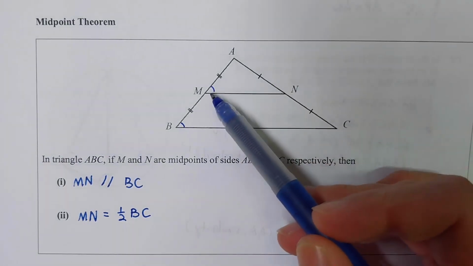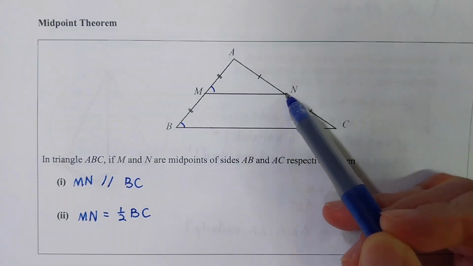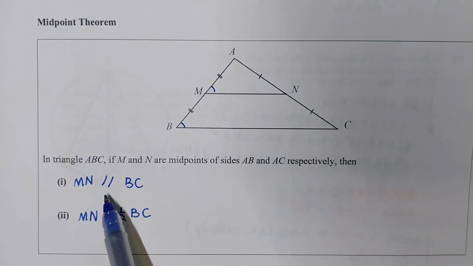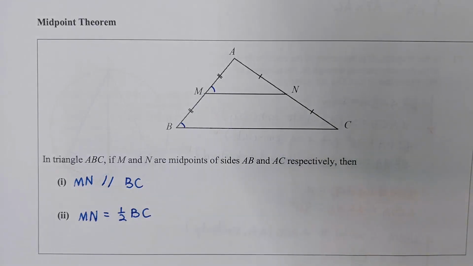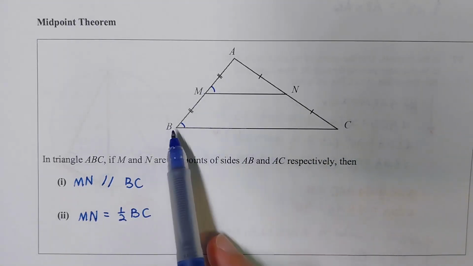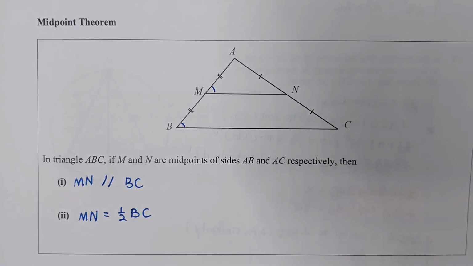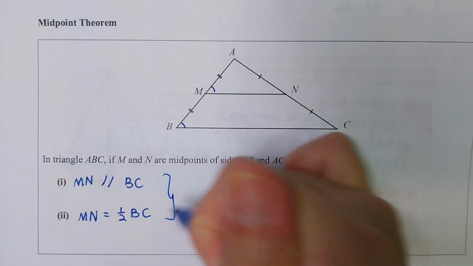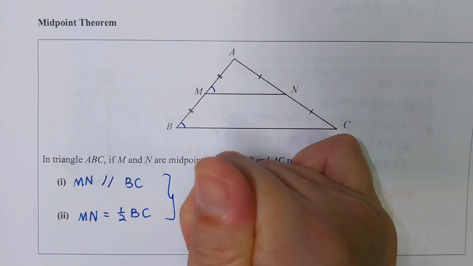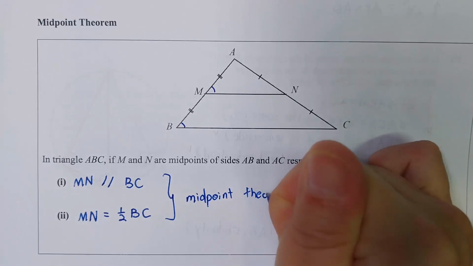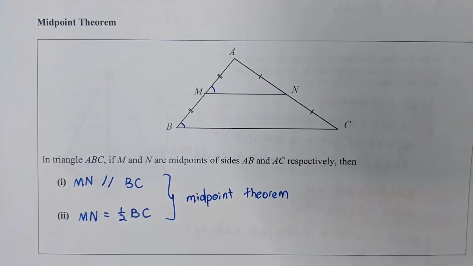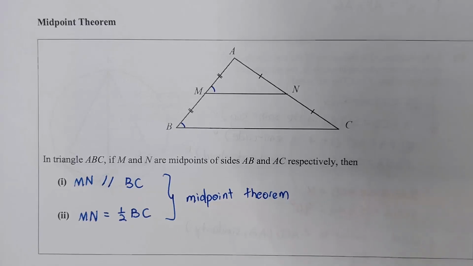So whenever we are given midpoints M and N, we can say that MN must be parallel to BC, and the ratio of MN over BC must be equal to half. Whenever you write these two down, you just need to indicate that it is due to the midpoint theorem, and you do not need to prove the similarity test, but just write down the property, the midpoint theorem. Now let's see how we can apply the midpoint theorem in an example here.